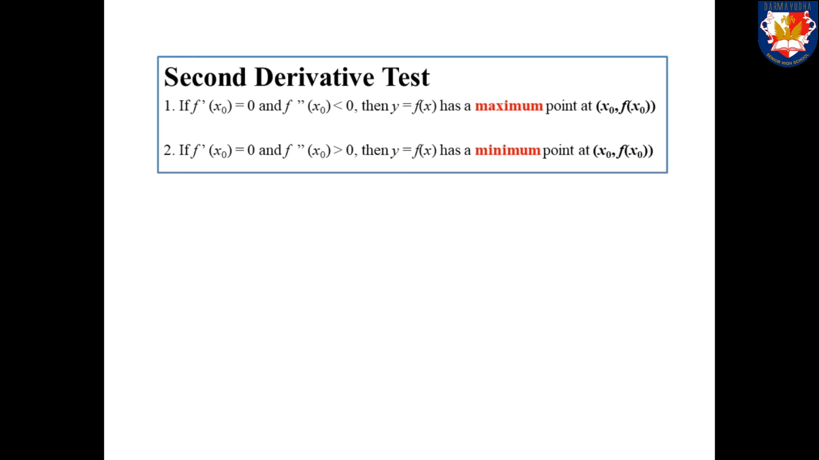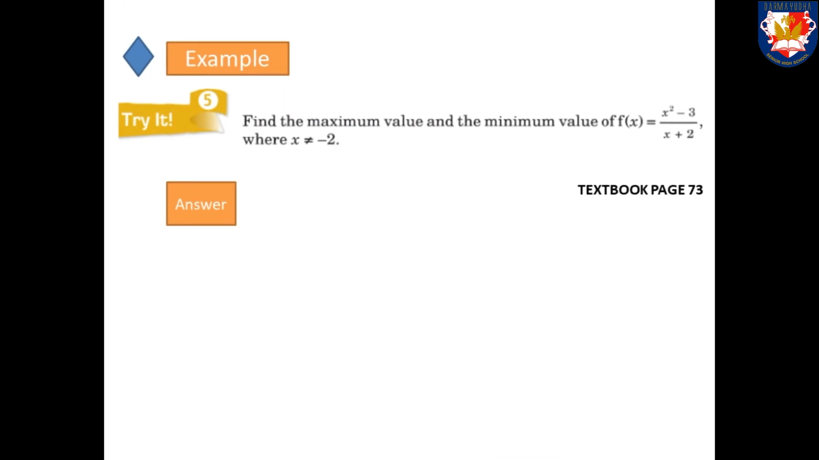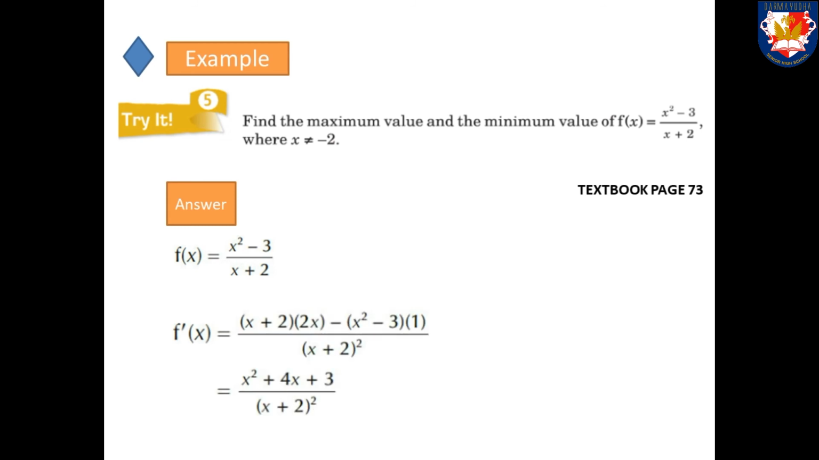Here is the example. Find the maximum value and the minimum value of f(x) equals x squared minus 3 over x plus 2, where x is not minus 2. So, based on the question, f(x) equals x squared minus 3 over x plus 2. The first derivative using the quotient rule is x squared plus 4x plus 3 over (x plus 2) squared.